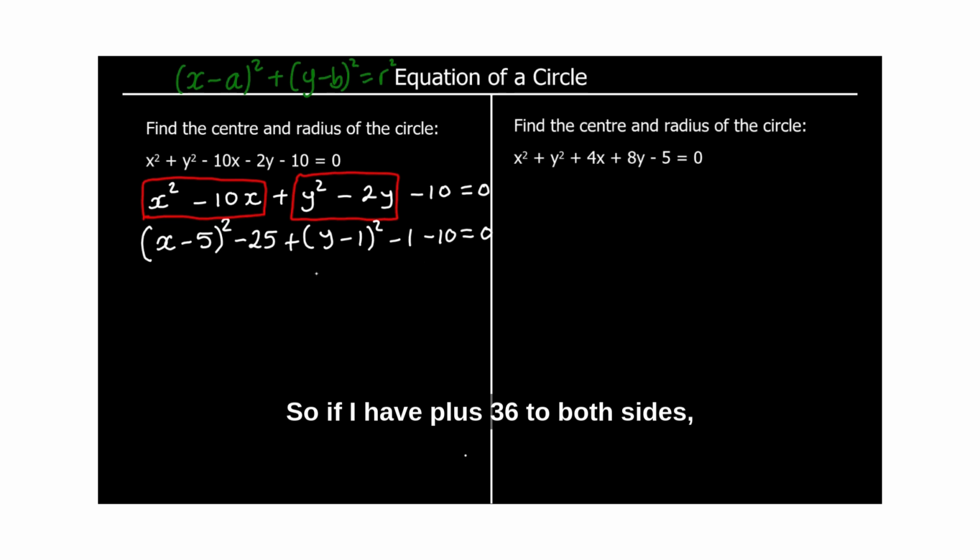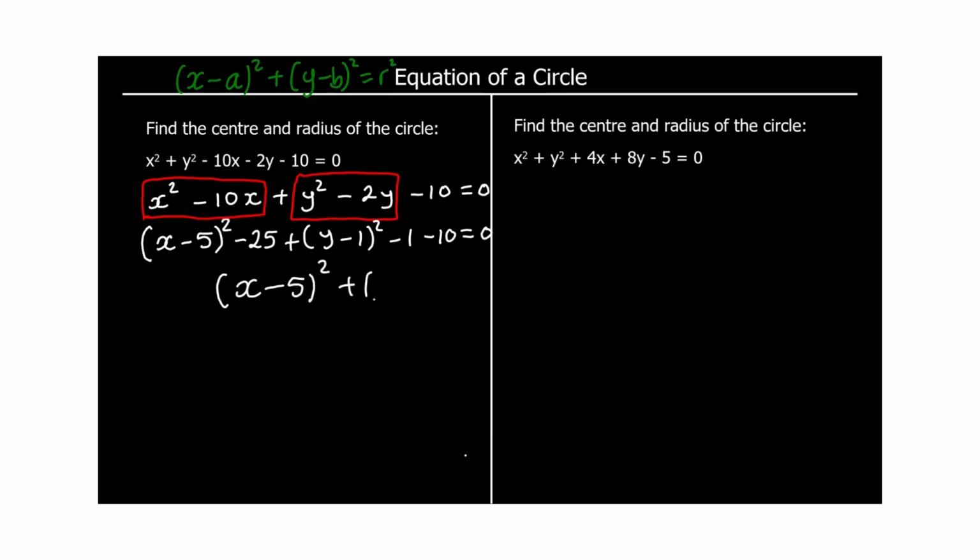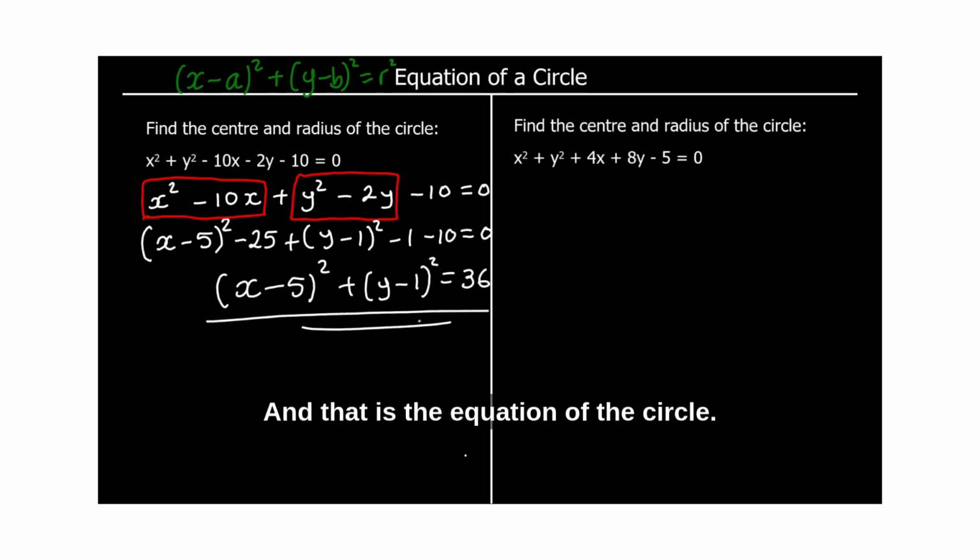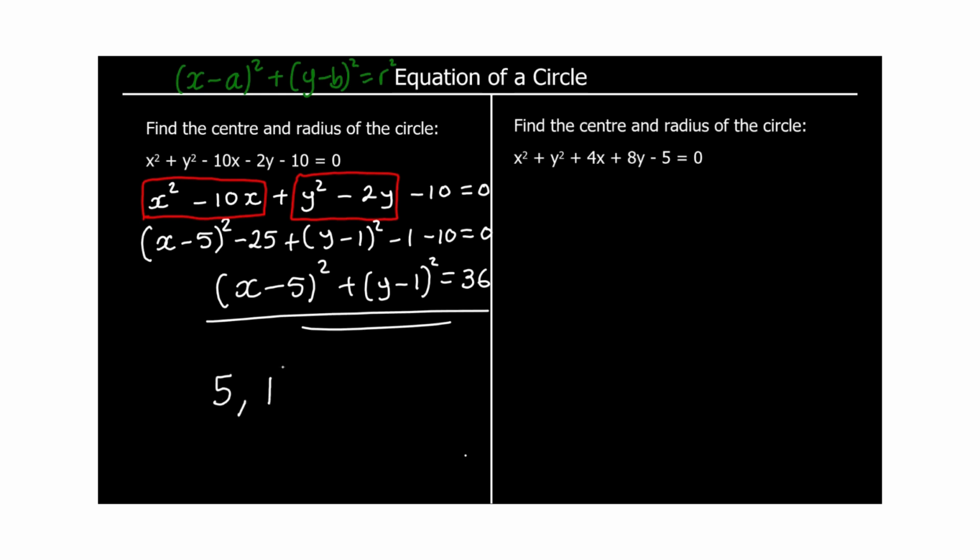So if I add 36 to both sides, I'm going to have (x minus 5) squared plus (y minus 1) squared equals 36. And that is the equation of the circle. It's not quite the center and the radius. The center is at 5, 1. And the radius is square root 36, 6.